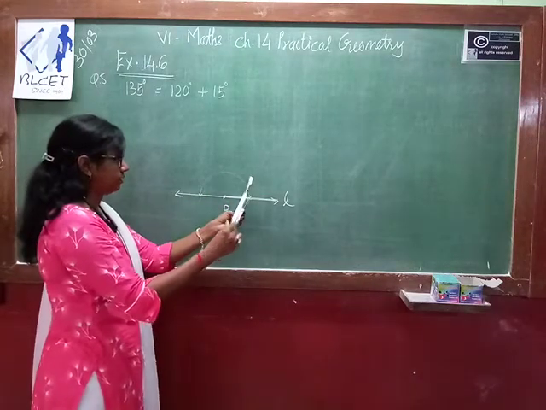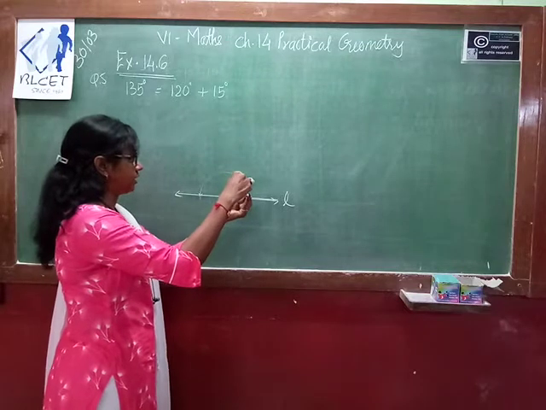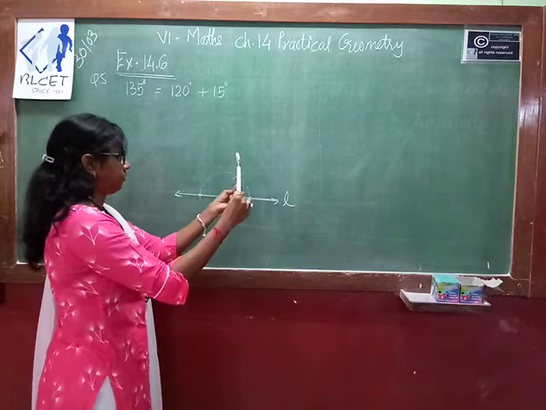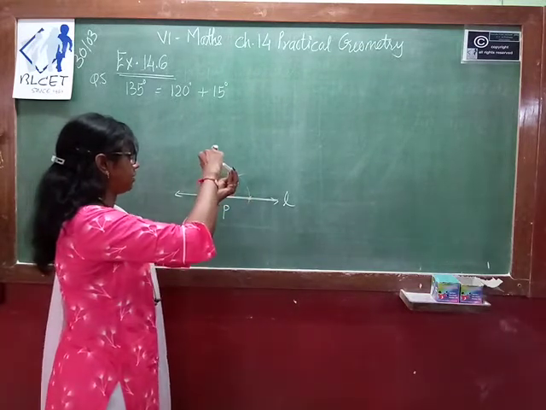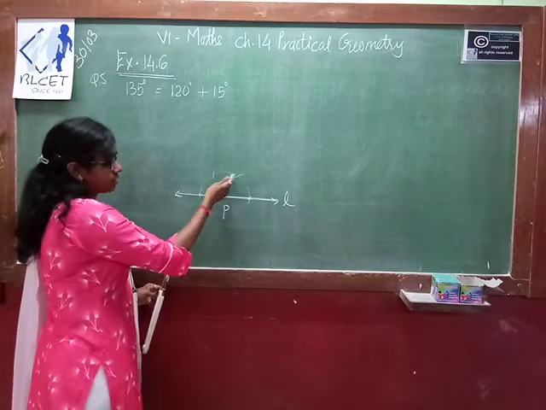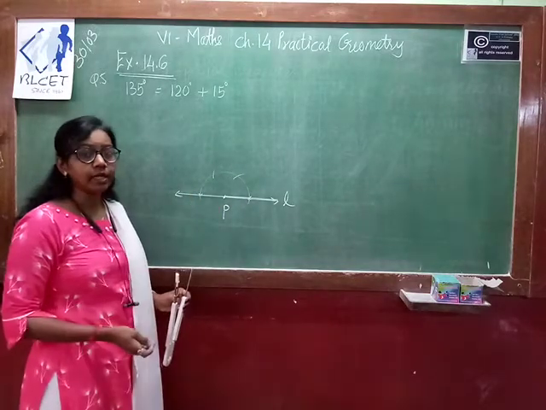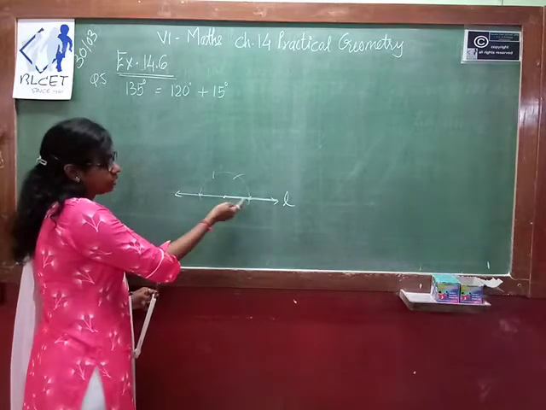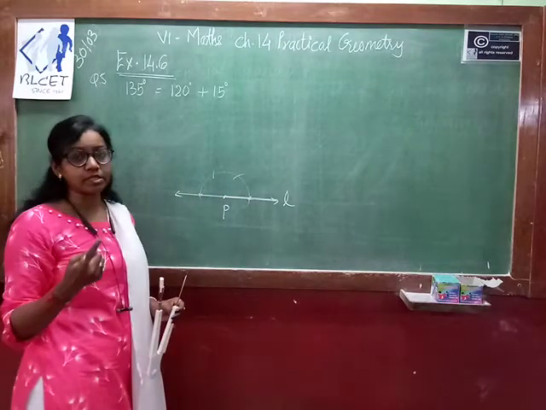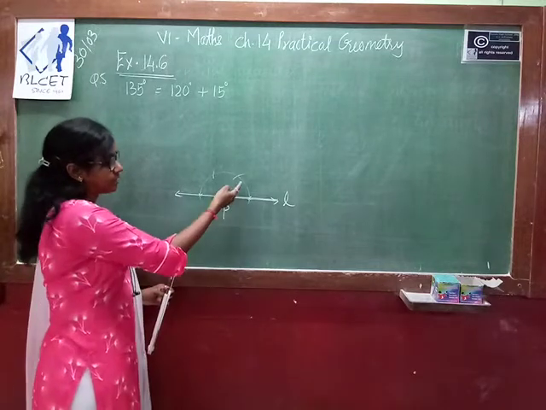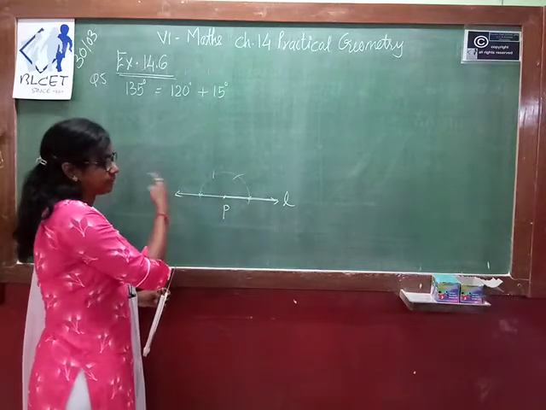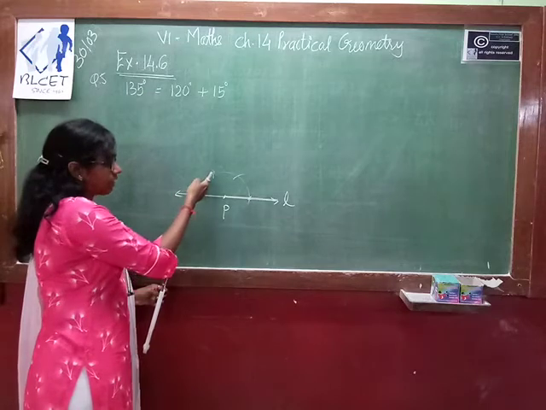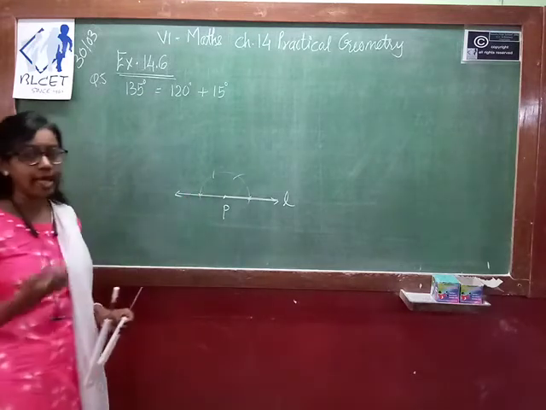From here draw an arc. This is your 60 degree. From this again draw, this is again 60 degree. 60 plus 60 will give you 120 degree. Now the next is again 60 degree. So the whole is divided into three equal parts, that is 60 each. 60, 60, 60.